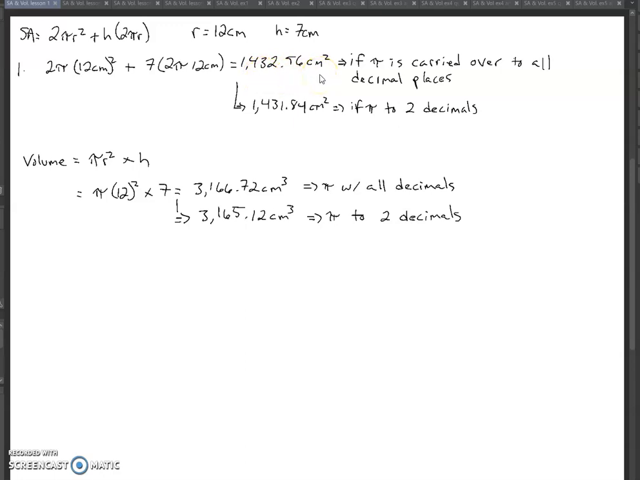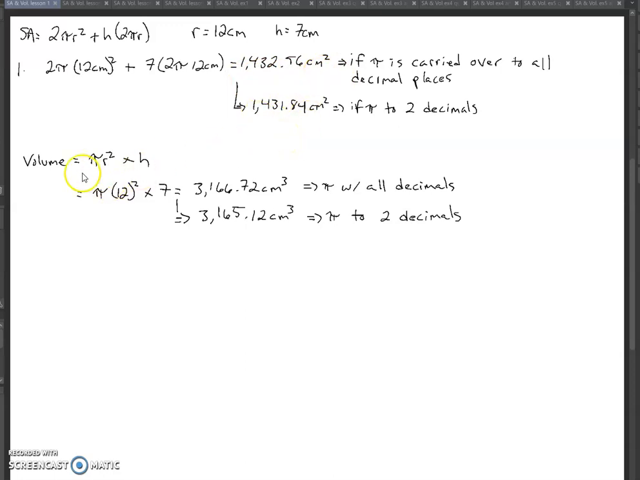Now, I get different results from some students in how they carry over decimal places, but just to show you here, we end up with 1432.56 if pi is carried over to all decimal places. So if you use the pi function in your calculator, you'll get this number. But if you carry pi to 2 decimal places, you'll end up slightly out. I'll adjust to however you use your calculator. But this is the more correct one, but either way.